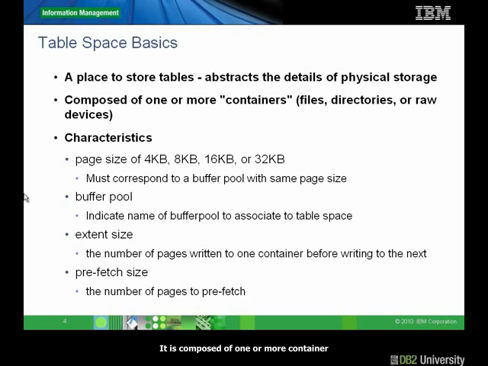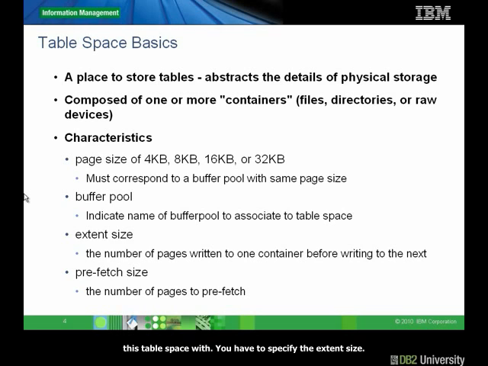It is composed of one or more containers, where a container can be a file or files, directories, or raw devices. And as I showed you in the example before, you have to specify a page size, and those are the page sizes I mentioned earlier that are supported: 8, 16, and 32K. And when you create a table space, there has to be a buffer pool that already exists with the same page size. Then the other parameter that you need to specify when you create a table space is the buffer pool name that you will be associating this table space with.